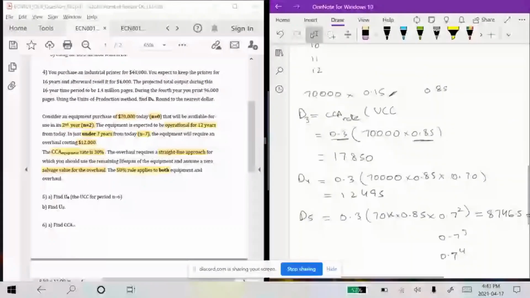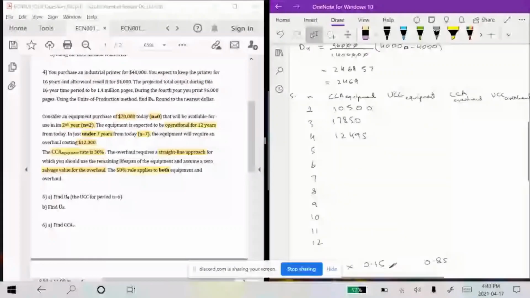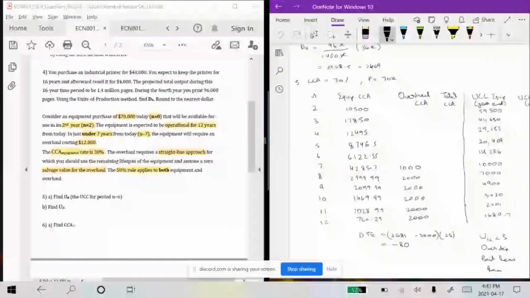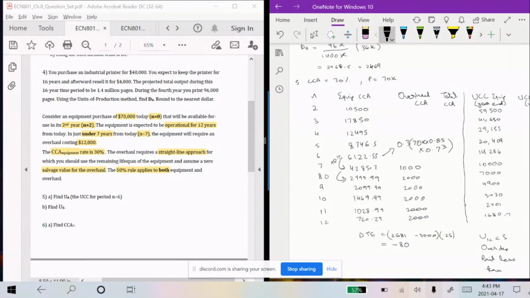So similarly, using this same formula, you just keep filling this up, right? This one would be 0.3 into 70K into 0.85 into 0.7 cubed. And similarly, you just keep multiplying it by 0.7 each period going forward. So this you multiply by 0.7, you get this. Then you keep multiplying by 0.7, and you keep getting that, right? Do you guys get what I'm trying to say?